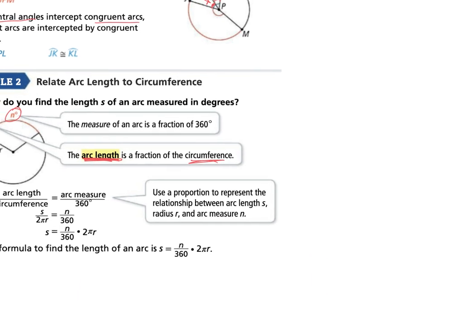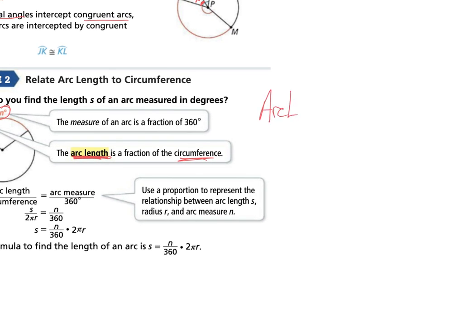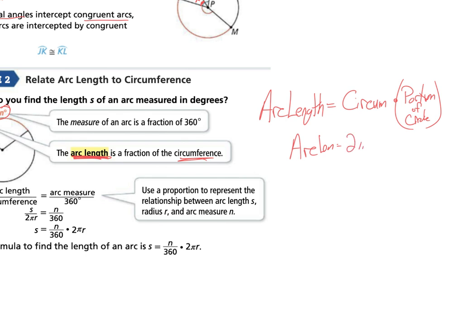So here's how I like to think of this. Arc length equals the circumference times the portion of the circle we have. So arc length equals 2 times pi times the radius, that's the circumference, times our degrees over 360.